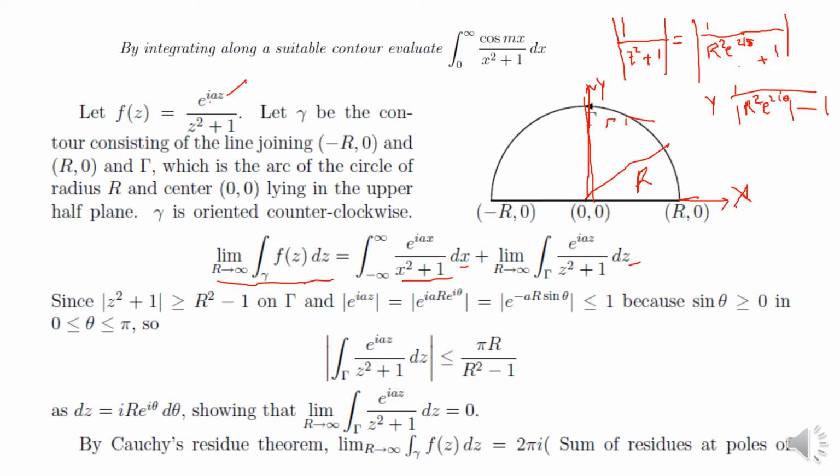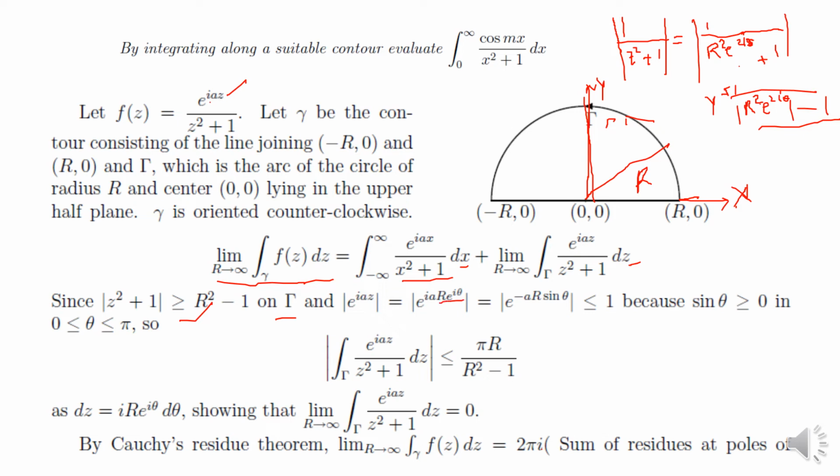It means we are writing mod of f(z), that is 1 upon z squared plus 1, is less than or equal to 1 upon R squared minus 1. And if we cross multiply, it becomes mod of z squared plus 1 is greater than or equal to R squared minus 1, because this is less than or equal to, and this becomes R squared minus 1 in the denominator. So when we cross multiply, this becomes this much on the circumference of the semicircle.